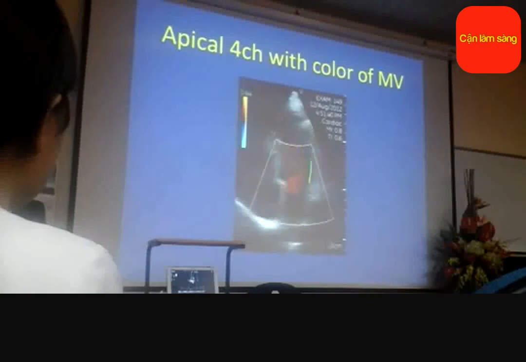And again, with color flow Doppler, we now have good flow because we are more parallel to flow into the ventricle and flow out of the ventricle.